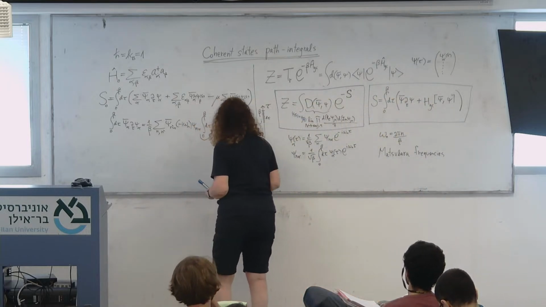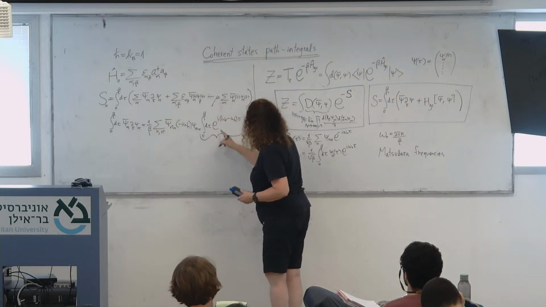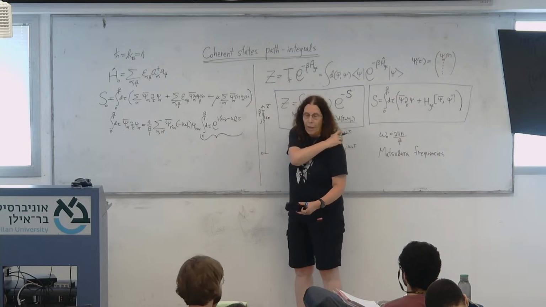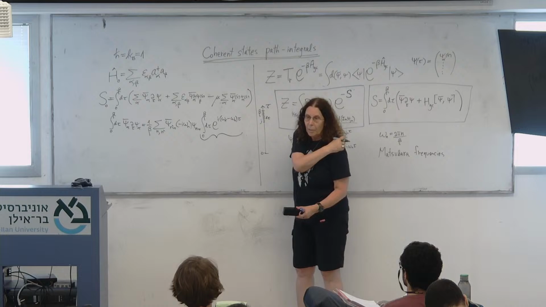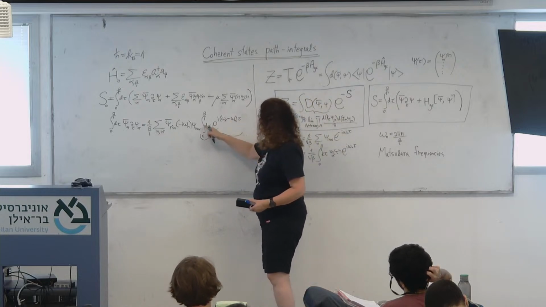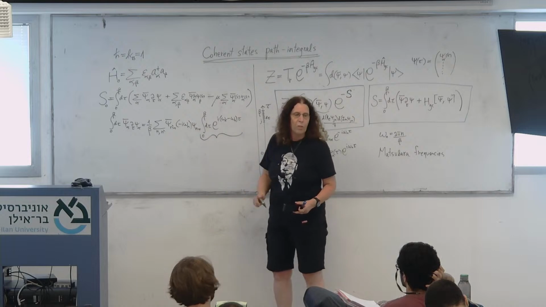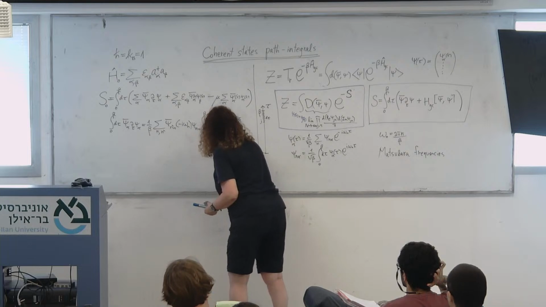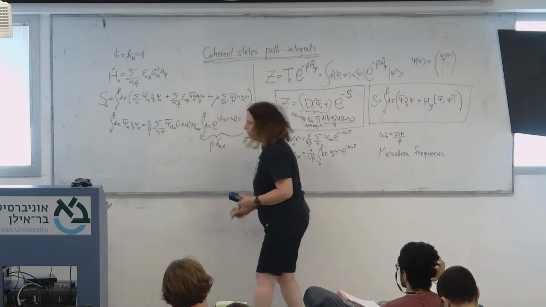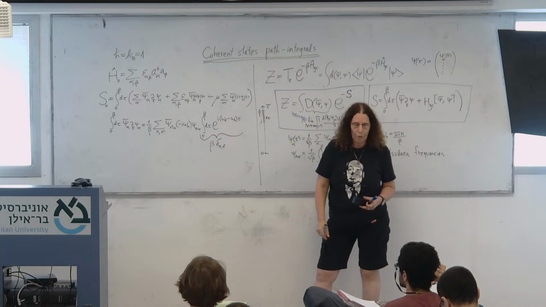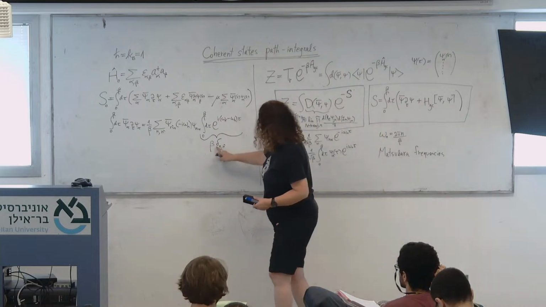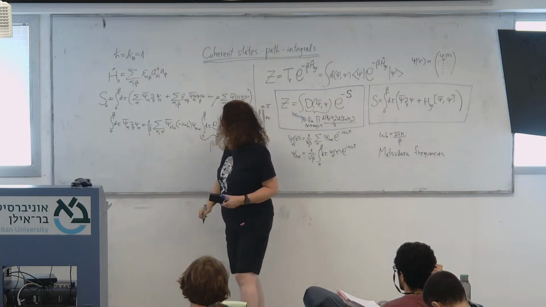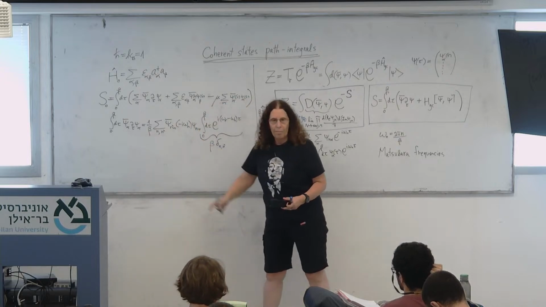This is going to give me 0 unless n equals n prime. And if n equals n prime, it's just an integral from 0 to beta, so it's just a factor of beta, right? So it's going to give me beta times a delta of n and n prime. And therefore, because of this delta, I have only a single sum over n. It's diagonal in n. The factor of beta cancels.